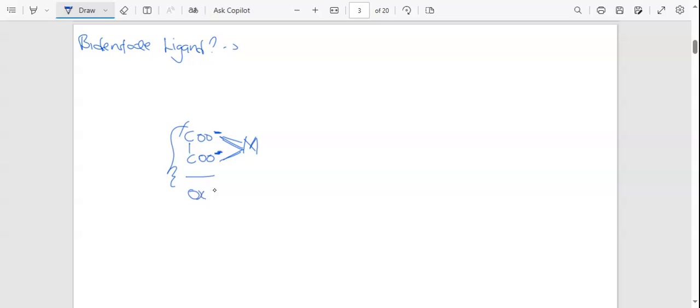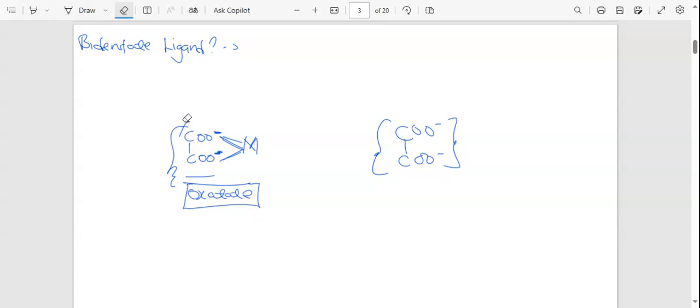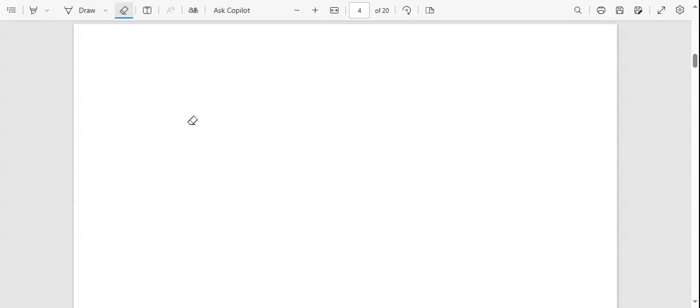So this is the oxalate that we have here. All right. So when you see something like this, this is what we call oxalate. Okay. So oxalate is one of the bidentate ligands whereby it uses two donors to actually bind to the central metal ion or a molecule or just atom. All right. So that is about bidentate ligand.